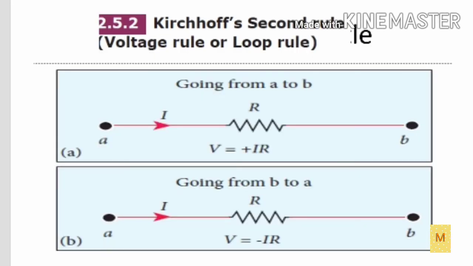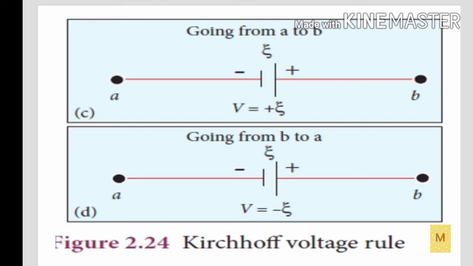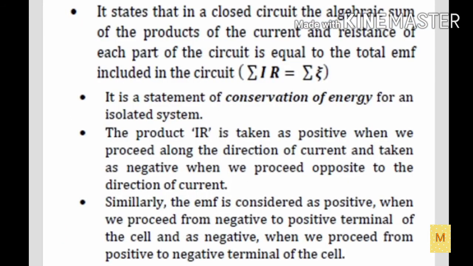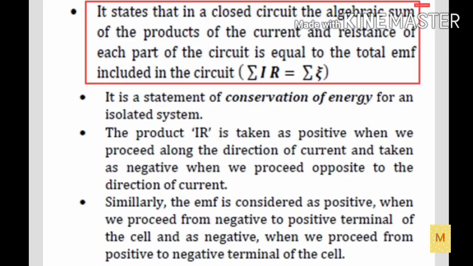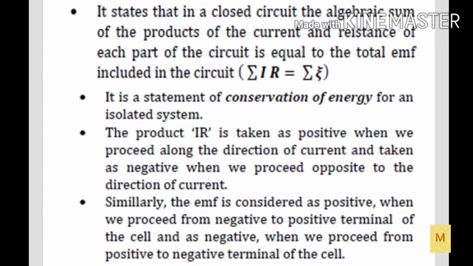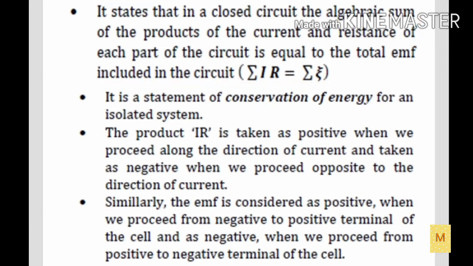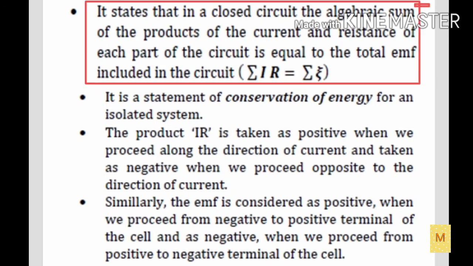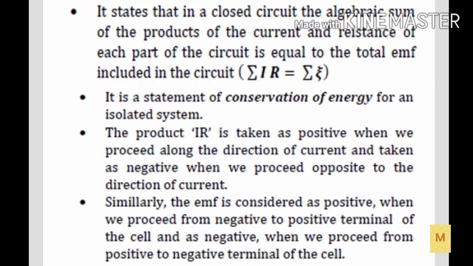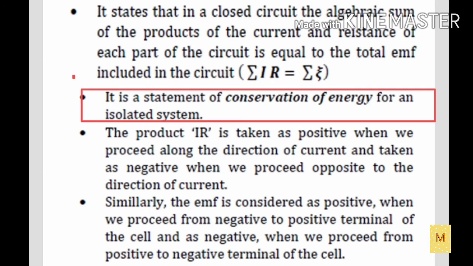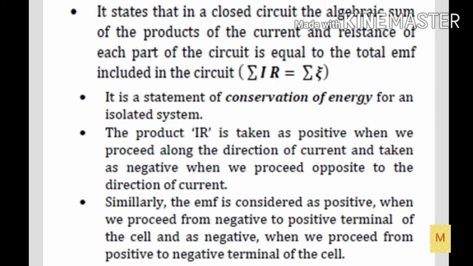Next, Kirchhoff's second rule, which is also known as the voltage rule or loop rule. The electrical circuit diagram is given here. This law states that in a closed circuit, the algebraic sum of the product of the current and the resistance of each part of the circuit is equal to the total EMF included in the circuit, which can be written as sigma IR is equal to sigma ψ. It is the statement of conservation of energy for an isolated system.